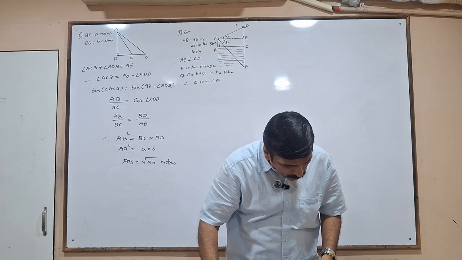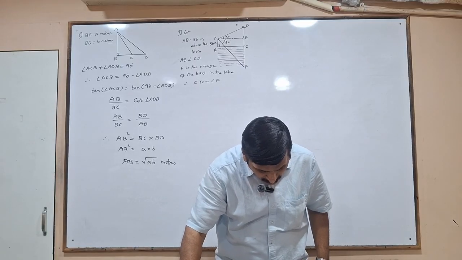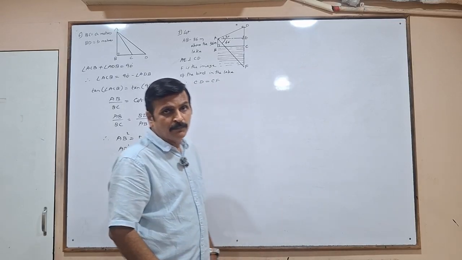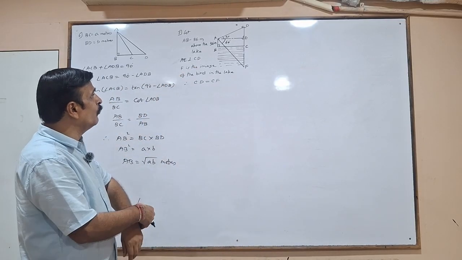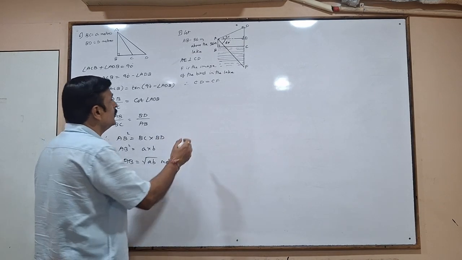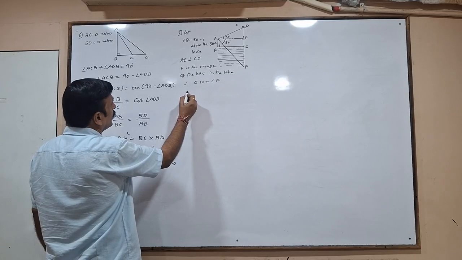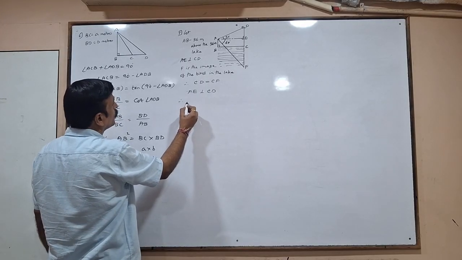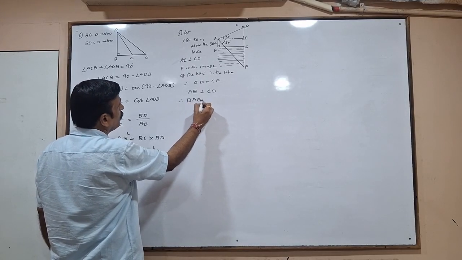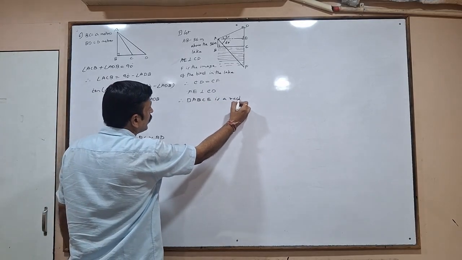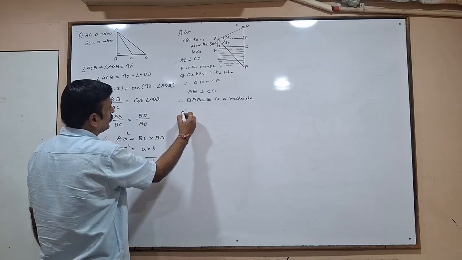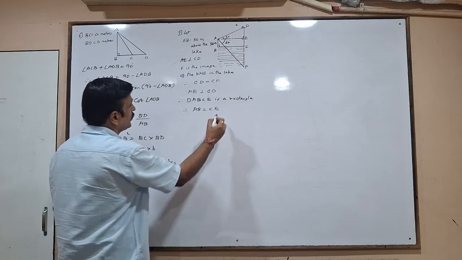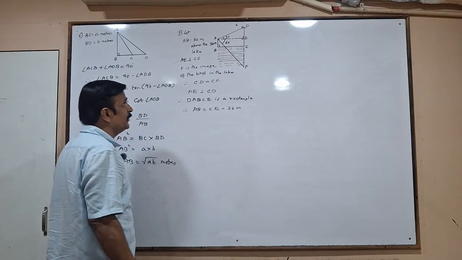In dimensions, what is known is this much. Find the actual height of the bird above the surface of the lake. Actual height of the bird above the surface of the lake means I want CD. AE is perpendicular to CD. Therefore, quadrilateral ABCE is a rectangle. Therefore, AB is equal to CE is equal to 36 meters.